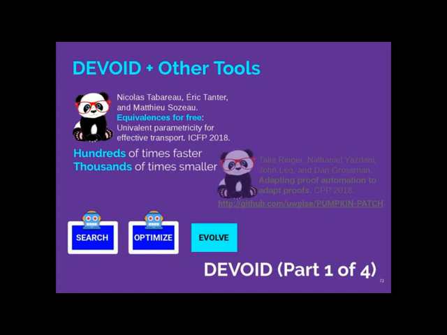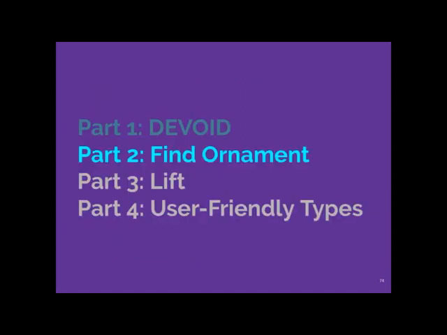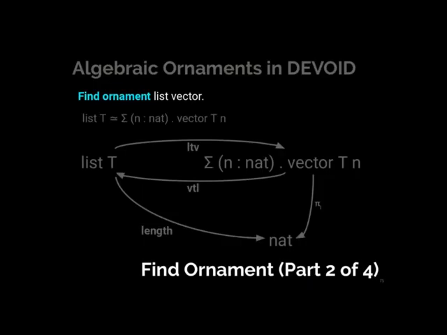And in addition, this third step, evolution, is why we consider this tool a part of the Pumpkin Patch plugin suite. So Pumpkin Patch is a proof repair plugin suite, and we view this as a continuation of that work. So I mentioned these two commands, find ornament and lift. Now I'm going to go into more detail about these two commands, starting with find ornament.